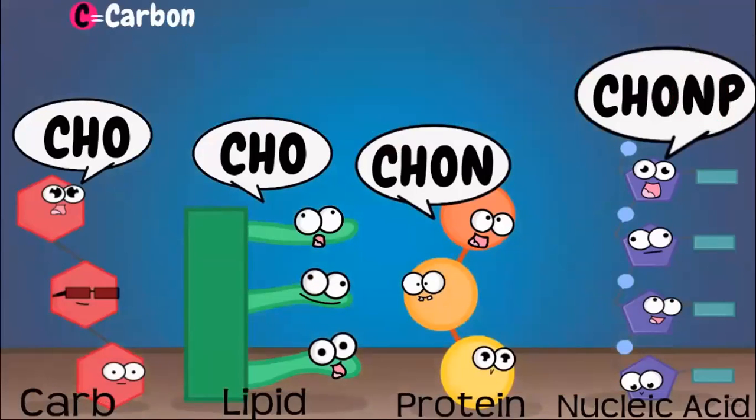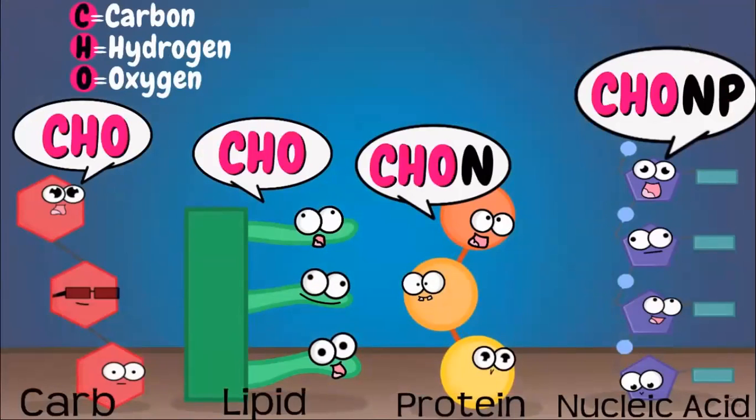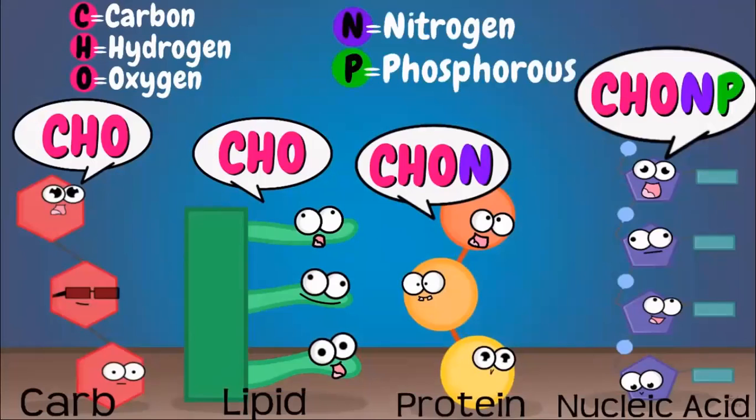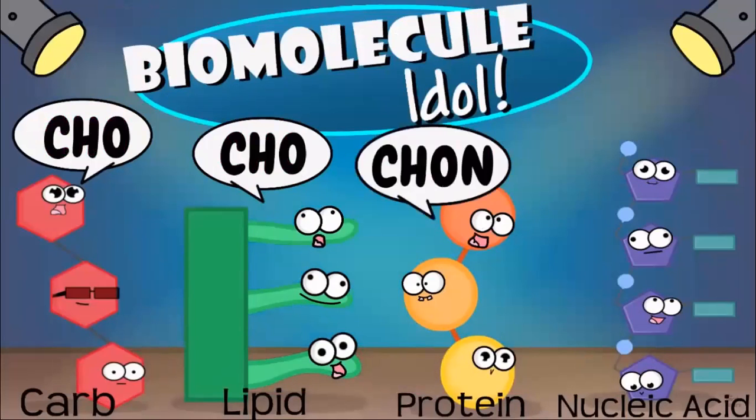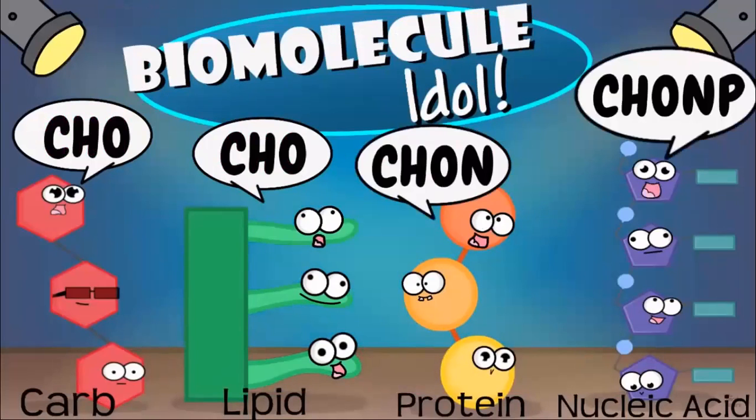The C stands for carbon, the H stands for hydrogen, the O for oxygen. So carbs, lipids, proteins, and nucleic acids all have that CHO in there. It's just that proteins and nucleic acids also have an N, which is nitrogen. And nucleic acids additionally have a P, which is for phosphorus. So again, CHO, CHO, CHON, CHONP, the major elements in the 4 biomolecules.